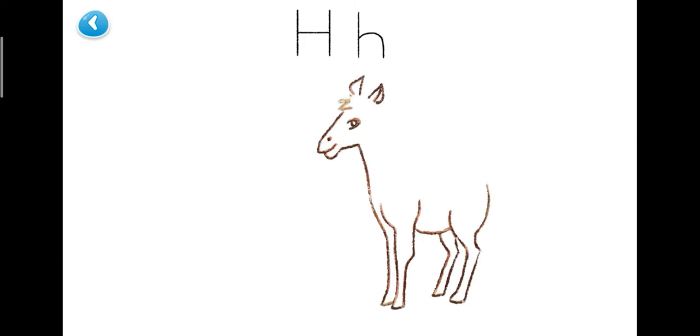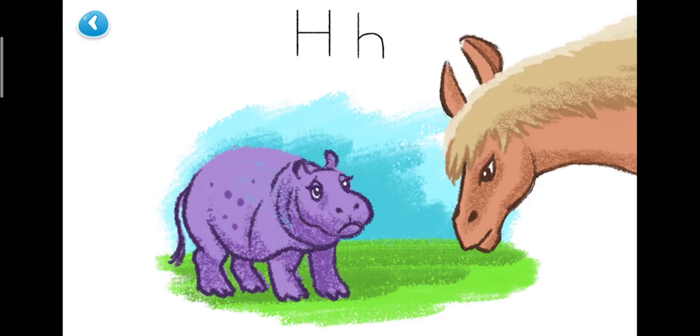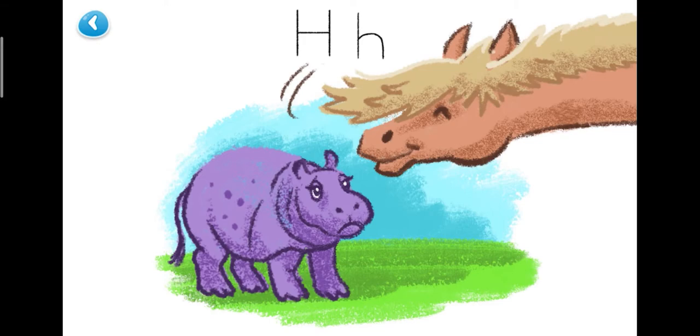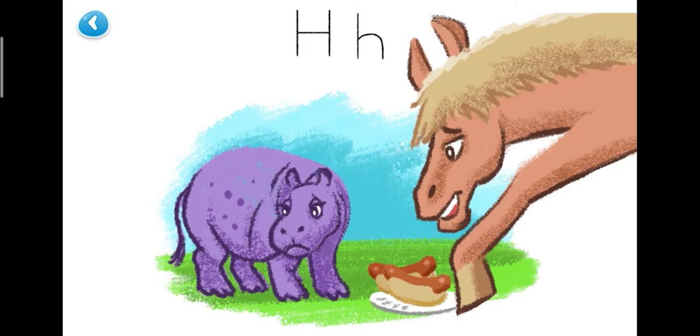Once upon a time, there lived a horse named Hindi. The horse was huge. Her friend, Hickey the hippopotamus, was sad. And Hindi said, "What can I do to make you happy?" First, she tried flipping her hair really fast, but that didn't work. Then she tried giving Hickey some hot dogs, her favorite. But Hickey wasn't in the mood for hot dogs.